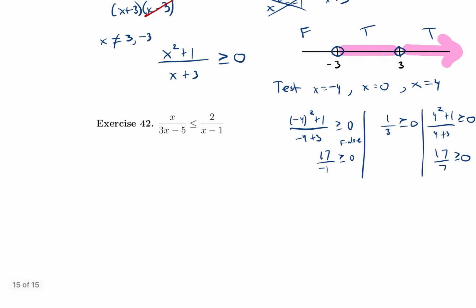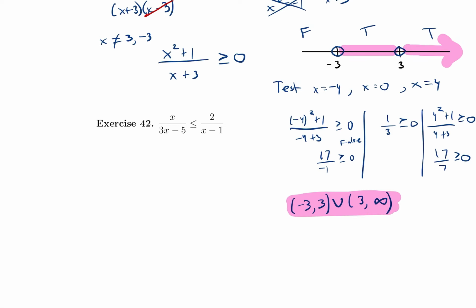And we have to write that in interval notation. So if you use interval notation, going from left to right, you're going to write negative 3, comma 3, non-inclusive for both of those, union, positive 3, comma infinity, non-inclusive as well. That is the solution set.